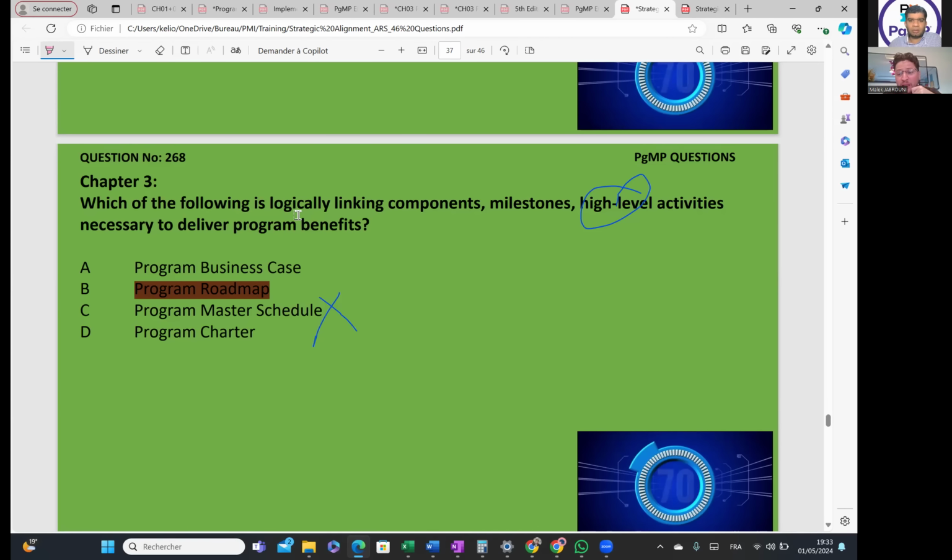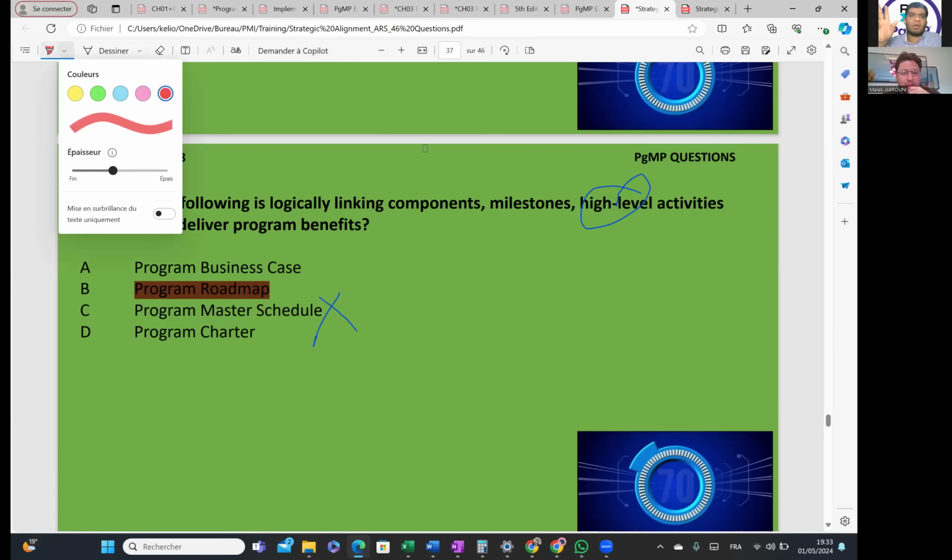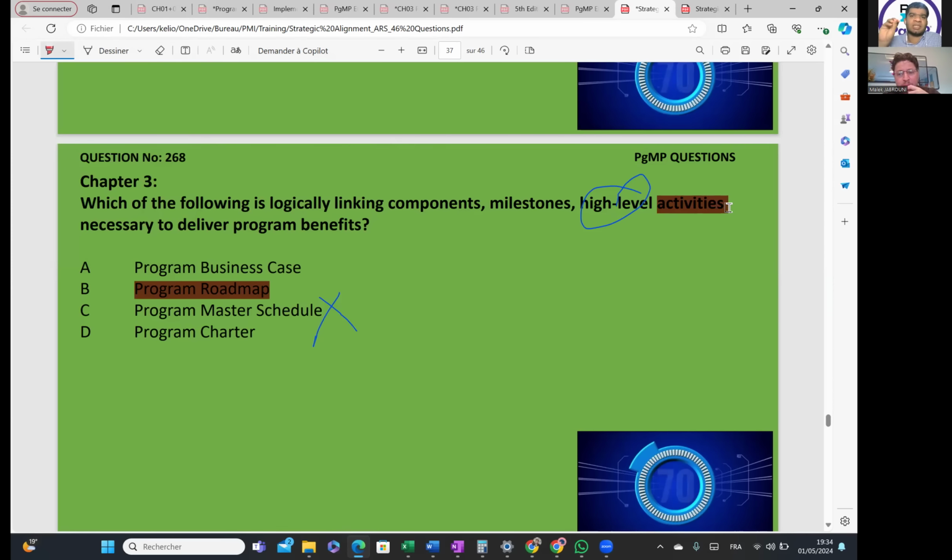No, the key difference is the activities. Whether it's high level or low level doesn't matter. In the roadmap, there are no activities. It is only the milestones. So the keyword here is the activities. Whenever activities come, irrespective of high level or low level, activities is the keyword. Activities are only in your master schedule. The question can come, what is the major difference between a roadmap and the schedule? The answer is the activities, which can be high level activities or any activities.